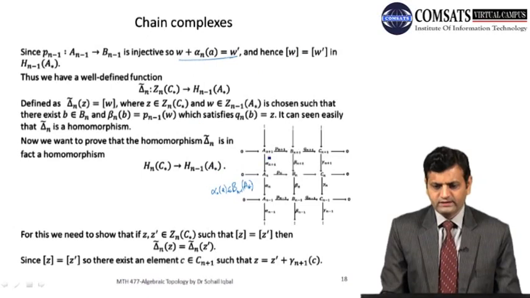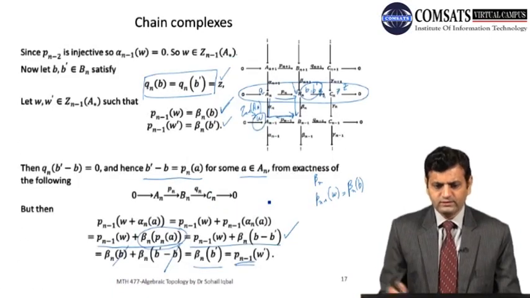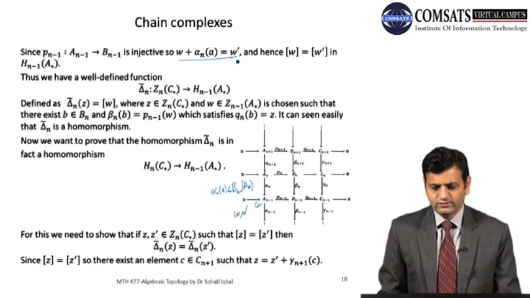This W and W prime belong to Cn minus 1, and also we have shown that this W and W prime belong to Zn minus 1 of A star. So in other words, we have two elements of Zn minus 1 of A star, and they differ by an element of Bn minus 1 of A star.